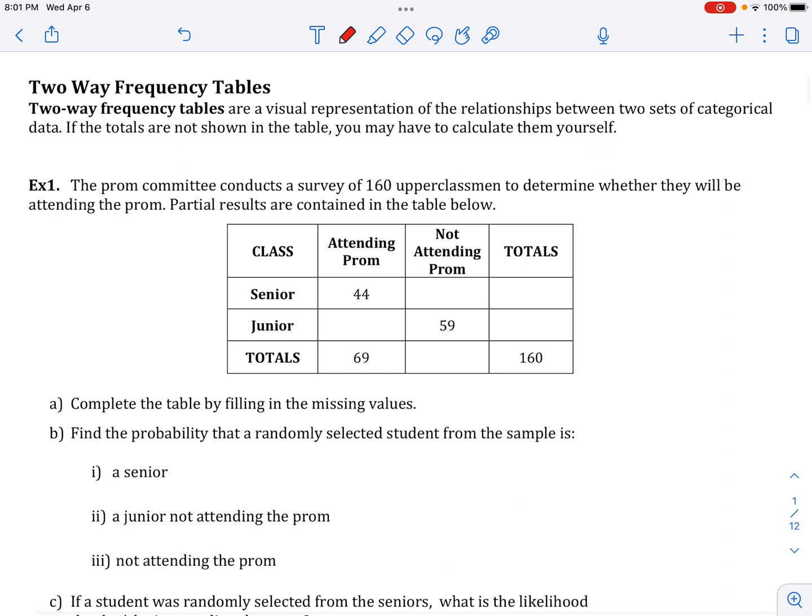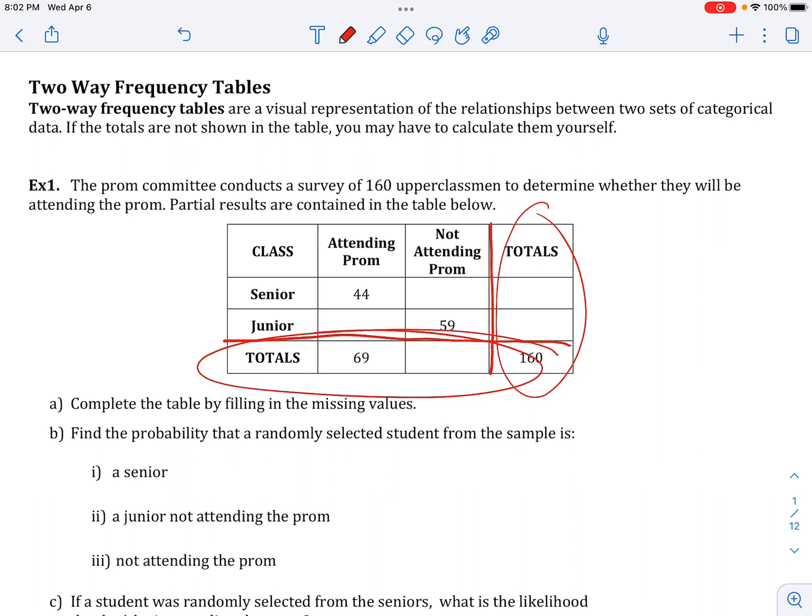Okay, two-way frequency tables. This is a very common way to present information where there's kind of intersecting events, I guess. So here we have juniors and seniors, and for each of those categories we have whether or not they're going to the prom. What was nice here is that they set up this area in both these places where you can record what the totals are.